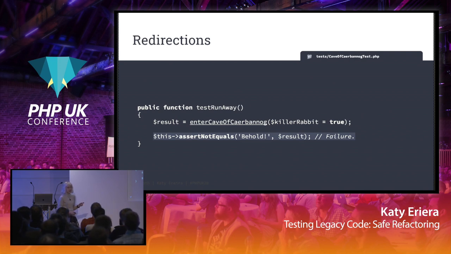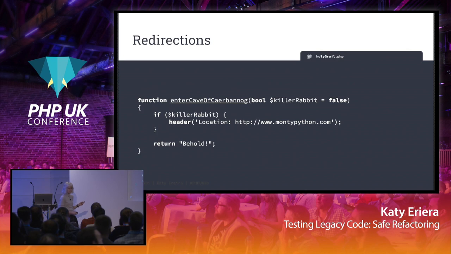So if we go back to our method, it gets to the killer rabbit. It goes, OK, I'm going to redirect. But it doesn't, because it's in a console. It's a test runner. It's not going to do it. And then it continues with the execution. And it returns behold still. This wouldn't happen if you were running this in a browser because you would get redirected and the execution would stop.